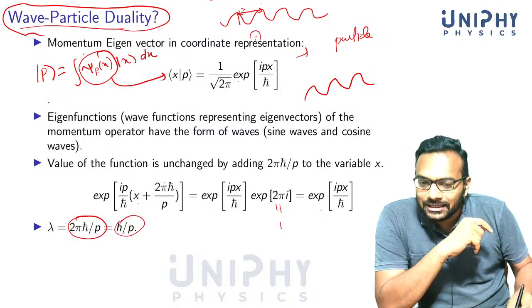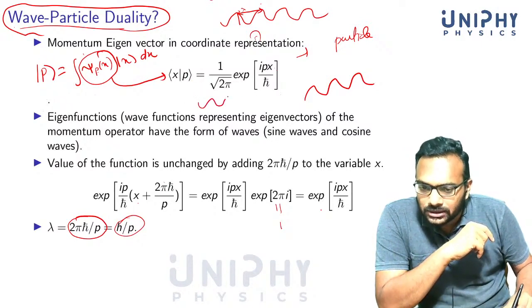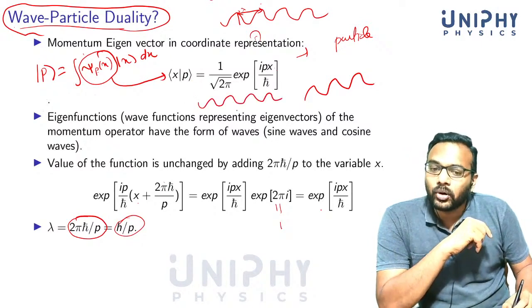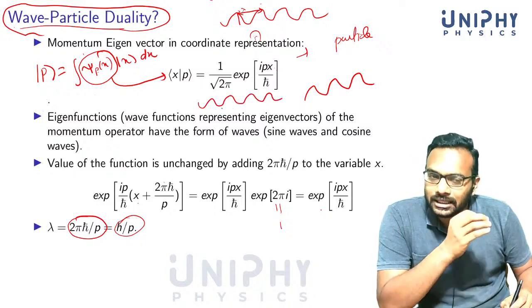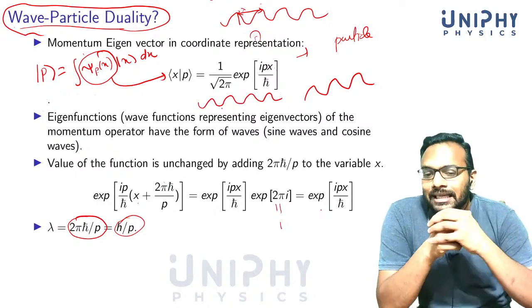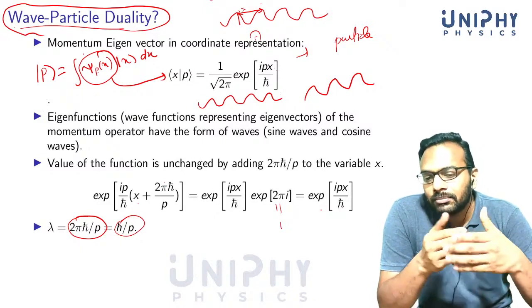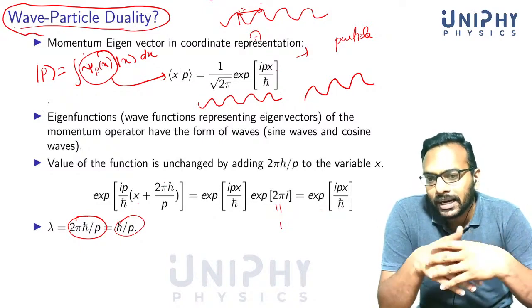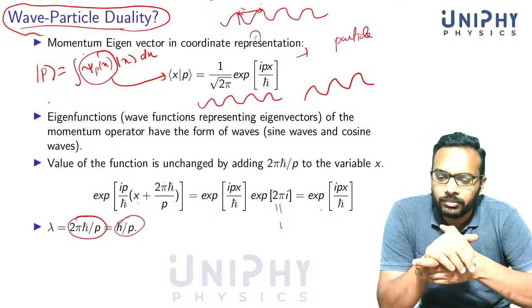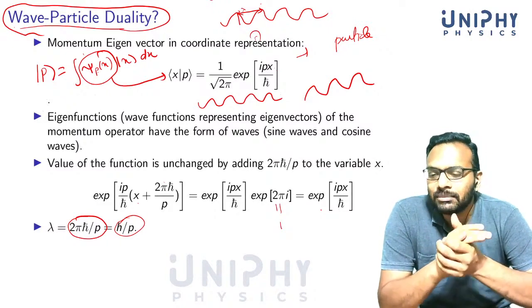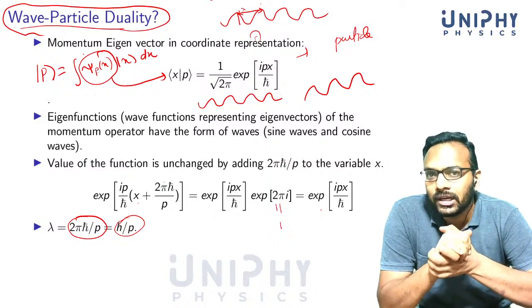Now you see that these are the probability amplitudes. So the wave is not a real wave. It's just the expansion coefficients, and they show a wave-like pattern with a wavelength h by p. Of course, this is important, but it doesn't mean that there is any real physical wave out there.